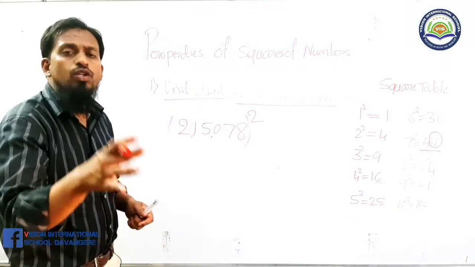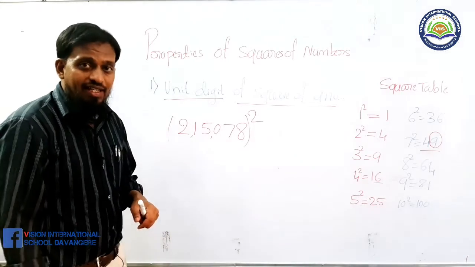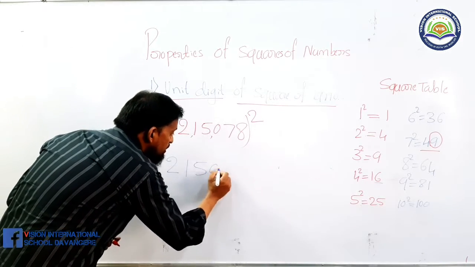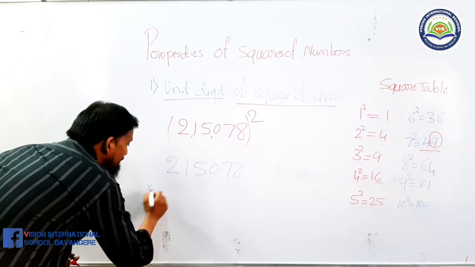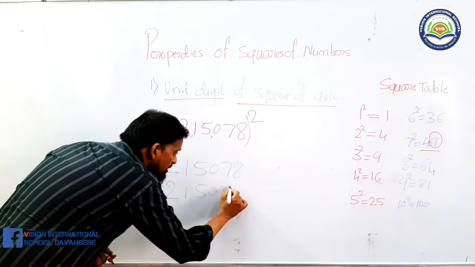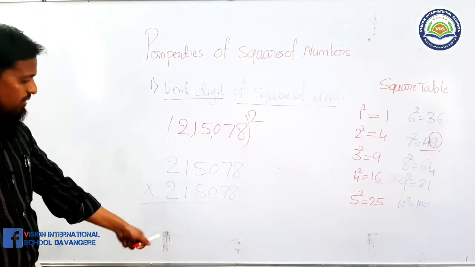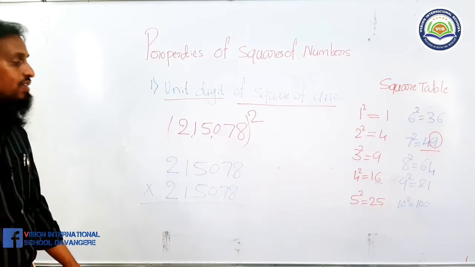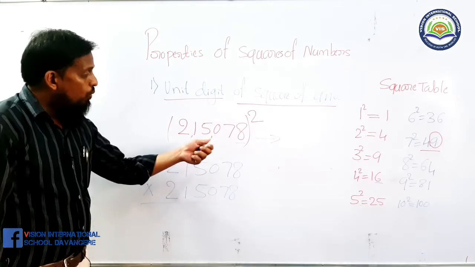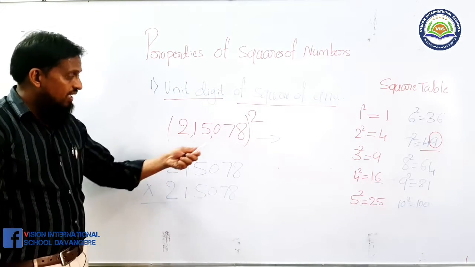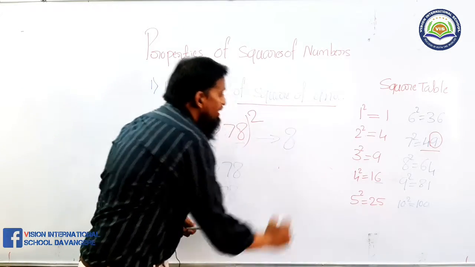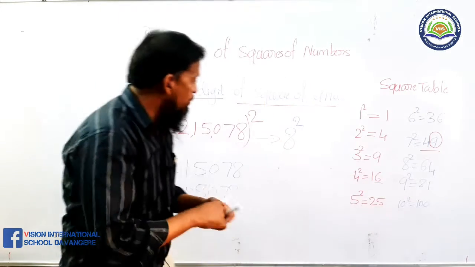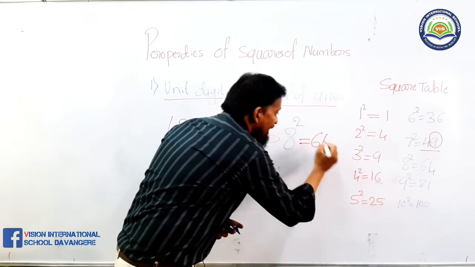Again, two ways. Which way do you like to solve, the longer way or the shorter way? Let us start with the longer way. Take the number 2,15,078 and multiply the same number with 2,15,078. In the long method, you need to multiply 1, 2, 3, 4, 5, 6 times, then find the answer. Instead of that, let us take the last digit, or the unit digit, here. 8. Square it. 8 square is 64.